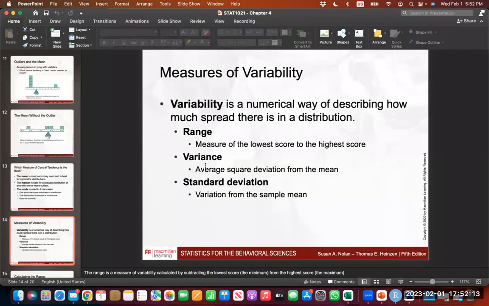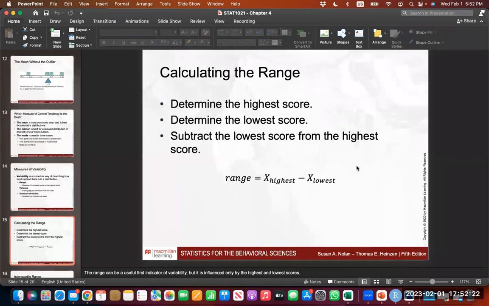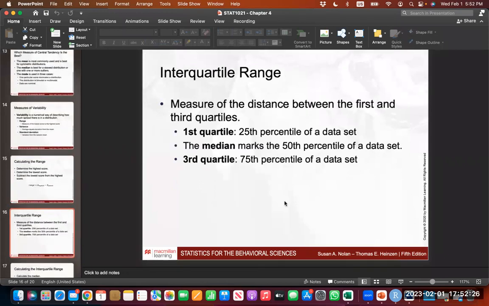Where it's becoming more interesting is when we calculate variance and standard deviation, but I think we first calculate the interquartile range. And now it's getting a little bit more technical. So range is highest minus lowest. The interquartile range becomes more interesting.